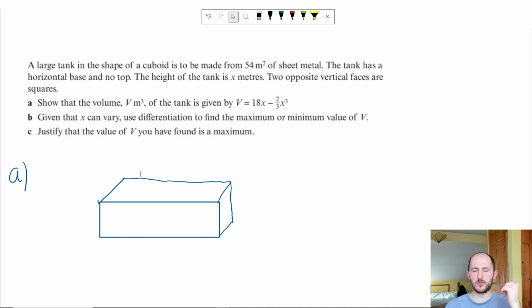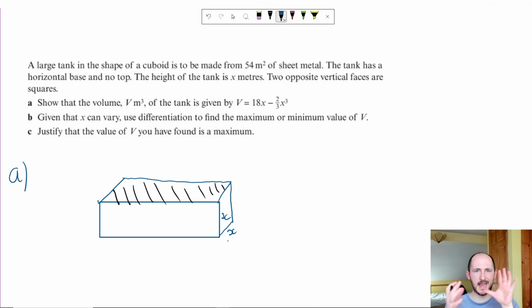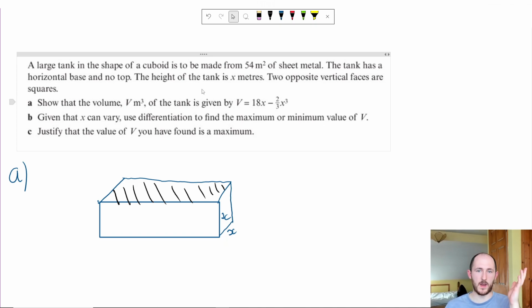And it tells me that it has no top. Now, sometimes when it has no top, I see some students get a bit confused because they include a top. So I like to just do a little hashed line, just to show that that side doesn't exist, so to speak. Okay, so the height is x, so let's put x like that. And the two opposite vertical faces are squares, which means the base here is also x, because this cuboid, this 3D rectangle, its sides are x and x because the height and the depth must be the same because they are squares, right? And the sides of a square are all the same.